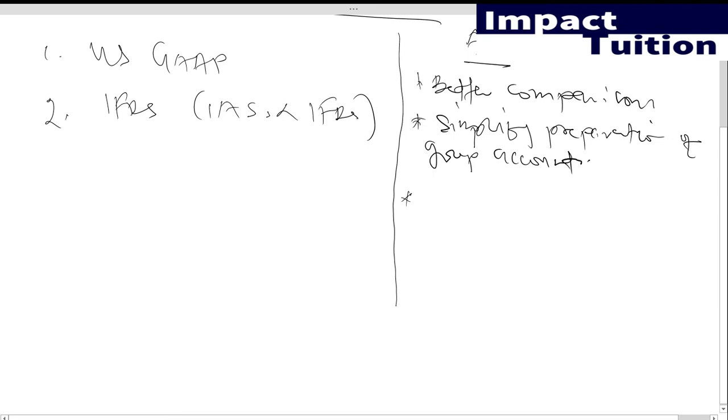The third, if all entities use the same framework for financial reporting, management should find it easier to monitor performance within the group. So this applies more to groups: easy monitoring of firms in the group, right?